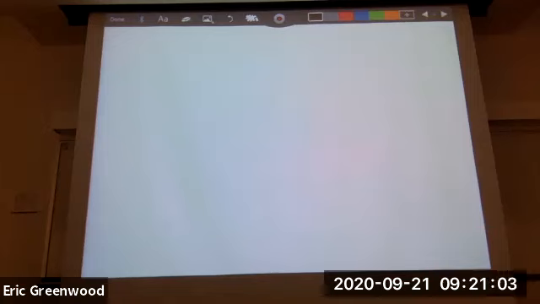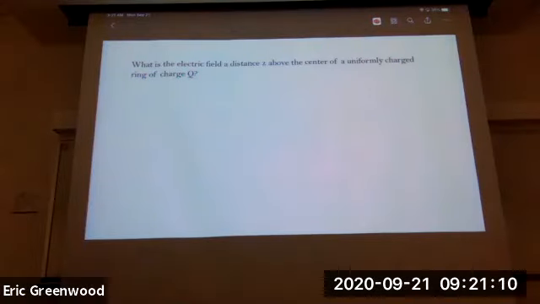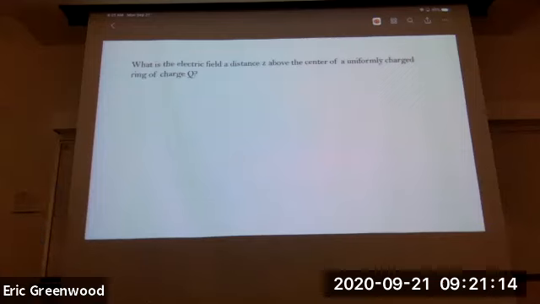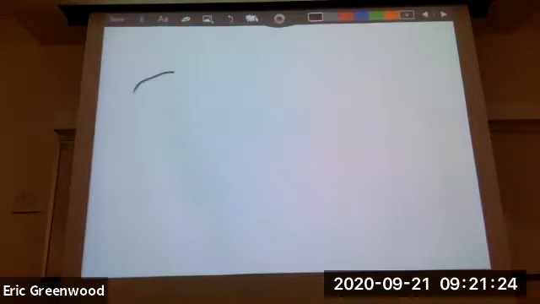So the first one is we want to know what is the electric field a distance z above the center of a uniformly charged ring of charge, which has a total charge of Q. So this is the first one we want to look at. So what does this mean? So this means that I have a ring of charge. Here's my ring of charge. This has a total charge of Q. And I want to know some distance z above the center point here. So this is my center point. This is my point P. What is the value of the electric field?